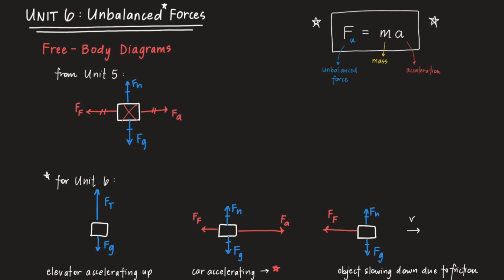So in our first example, it was the force of tension. That arrow was a lot bigger. Okay, and then in the second example, our applied force was a lot bigger than the force of friction. And then in the third example, the force of friction was the big force left and right. There was no force to the right. Okay, so we'll be coming back to these. I just wanted to show you what our free body diagrams look like for Unit 6, Unbalanced Forces.